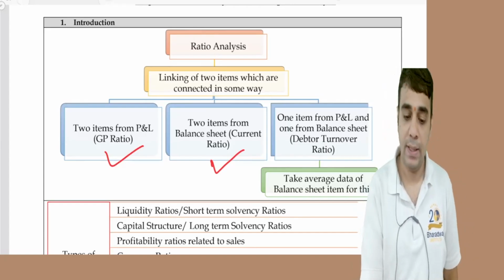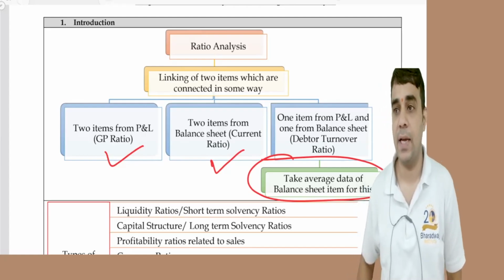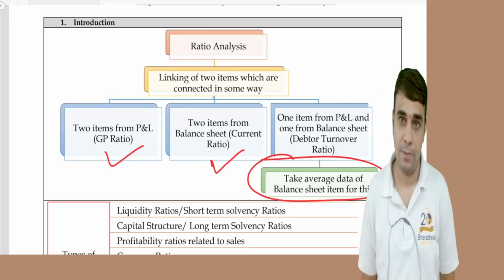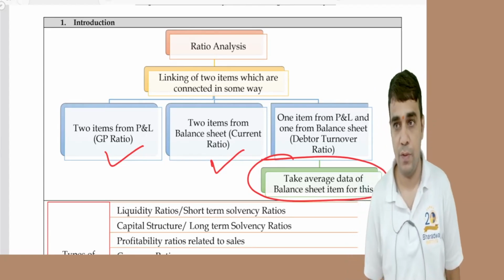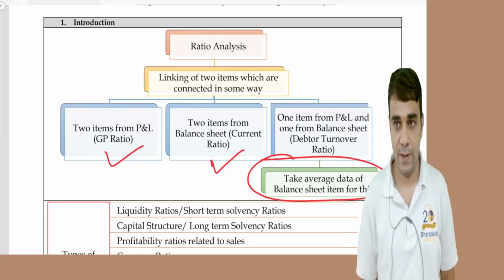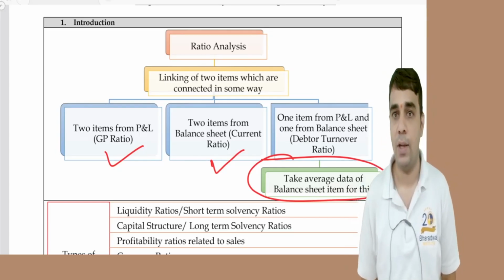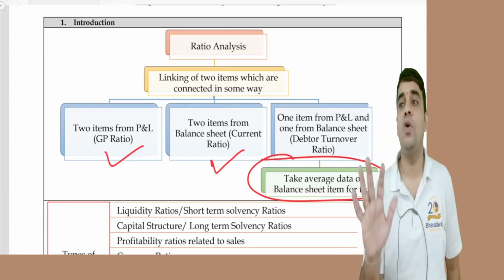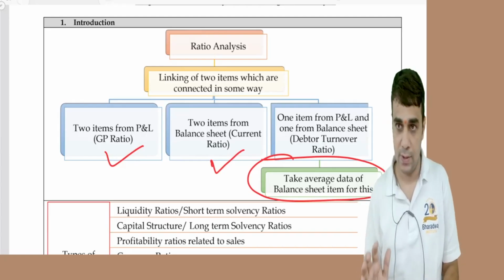For this, take the average data of the balance sheet item wherever feasible. In most of our problems we will not take the average because of lack of information. But wherever feasible, mostly for these turnover ratios, debtors turnover, creditors turnover, we will take the average. Otherwise we will ignore taking the average because of information inadequacy. Any doubts till this? Okay.